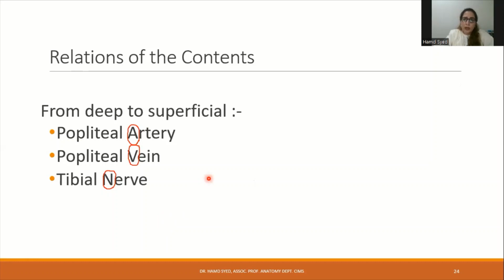Now, if we want to remember the relations, we have this mnemonic which helps us remember: AVN, from deep to superficial. A represents artery, which is the popliteal artery, V for the popliteal vein, and N is for the nerve, which is the tibial nerve. These three structures, the popliteal artery, vein, and the tibial nerve, are present in the popliteal fossa from deep to superficial, which means the deepest of these, or we could say the most anterior, is the popliteal artery. Behind that is the vein, and then the posterior most or superficial most is the tibial nerve.